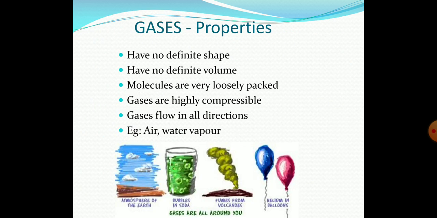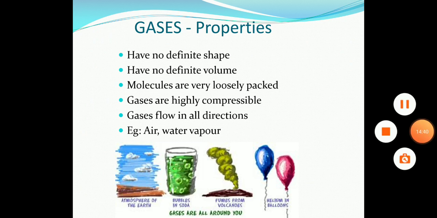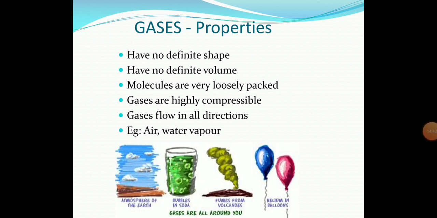Now, what are the properties of the gases? They have no definite shape, they have no definite volume, the molecules are loosely packed, gases are highly compressible, and they flow in all directions. Example, you have air, water vapor, the fumes from the volcanoes, helium in the balloons.